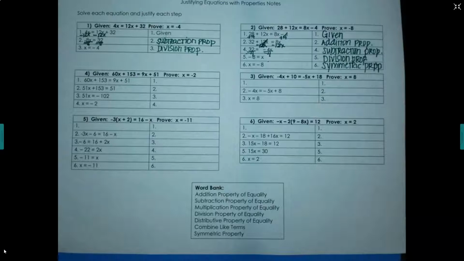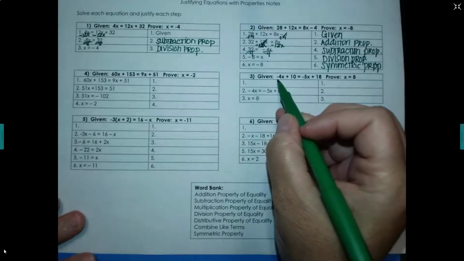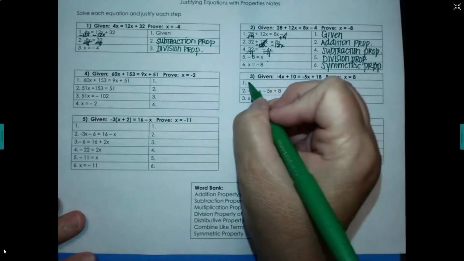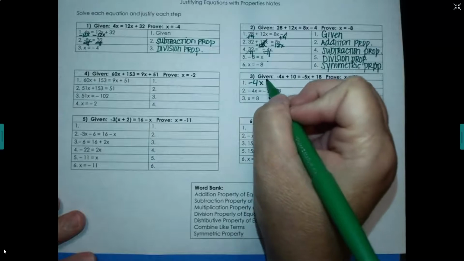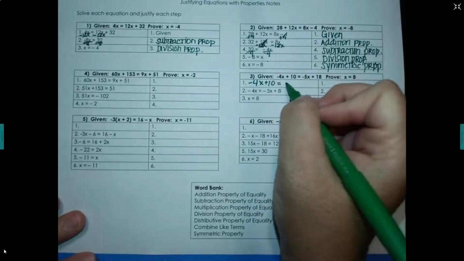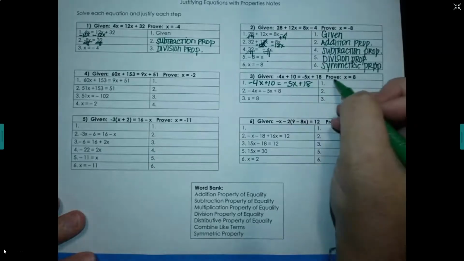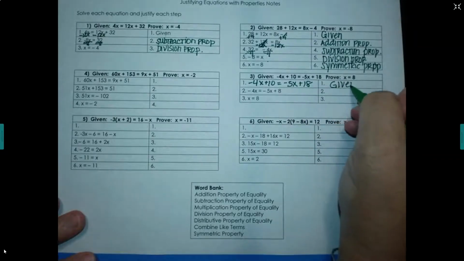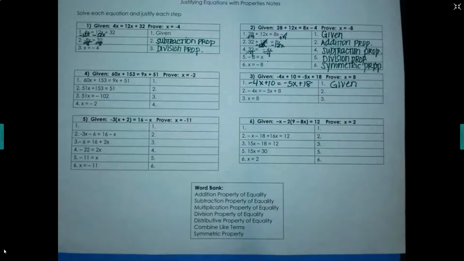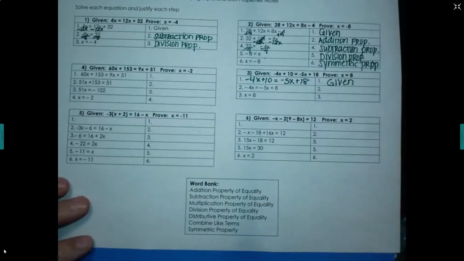All right, let's try our problem 3. This one is very short. So nothing's written on the first line. If you're not given anything on the first line, that's your given, remember. Negative 4x plus 10 equals negative 5x plus 18. And that's our given. I want you to prove that x equals 8.